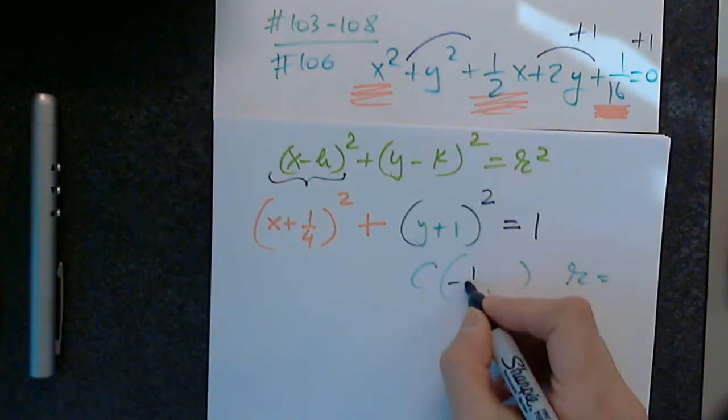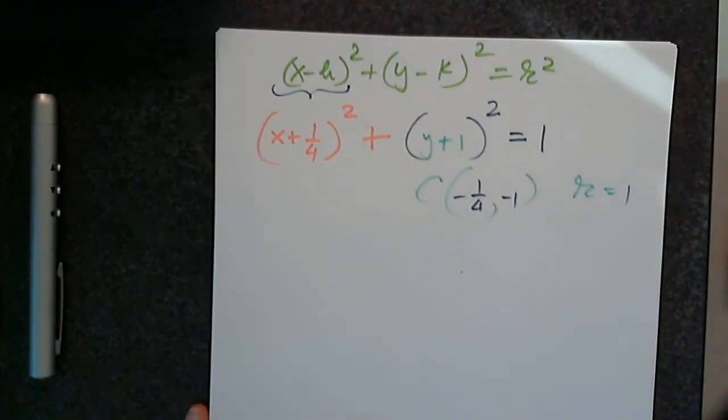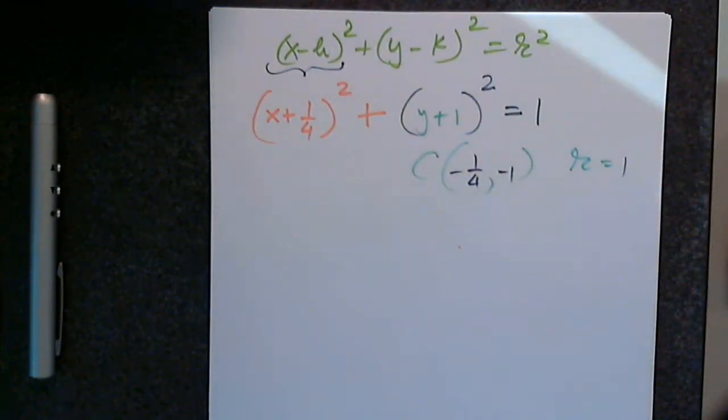-1/4 and -1. Very good. Awesome. And the radius? 1. That's it. Yes, we waited for 3 months to see this usefulness of completing the square. Good. Let's choose another. That was it. That's why we needed to complete the square.